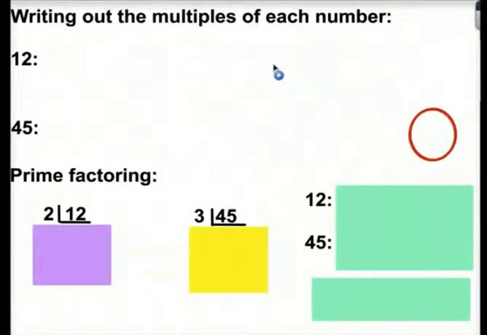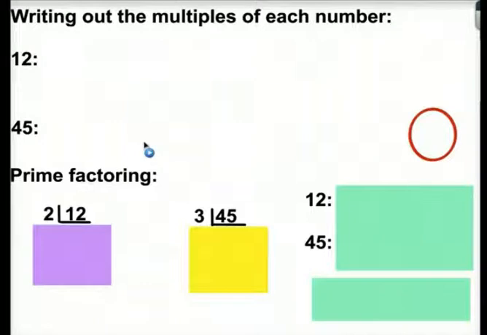Oops. Cover those up. Writing out the multiples of each number, and I'm writing out the multiples for 12 and 45. And again, I want you to do the same thing. On your paper, I want you to write out the multiples of 12. 12 times 1, 12 times 2, 12 times 3, and do the same thing for 45. Write out the multiples that you have for 45. Take it out about 6 or 7 places.